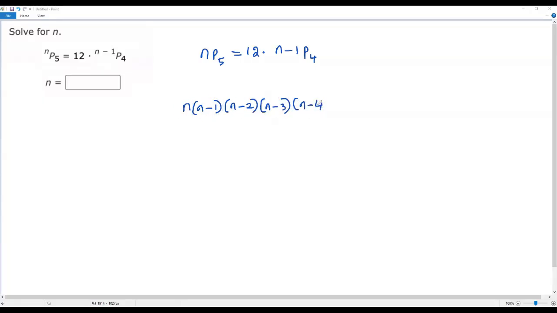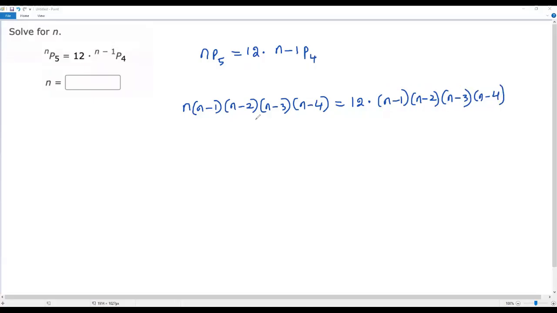Okay, now n has been reduced for the next 5 consecutive integers and all of them multiplied, equals 12 times the same thing. This n-1 has to be reduced for the next 4 consecutive integers and multiplied. So n-1, then subtracting 1 to get the next integer, we get n-2, then n-3, then n-4. 1, 2, 3, 4. There are 4 consecutive integers.